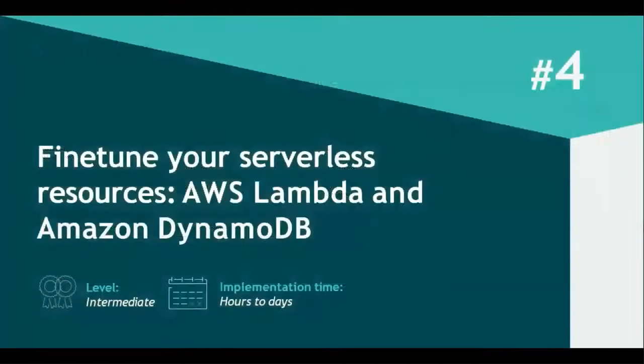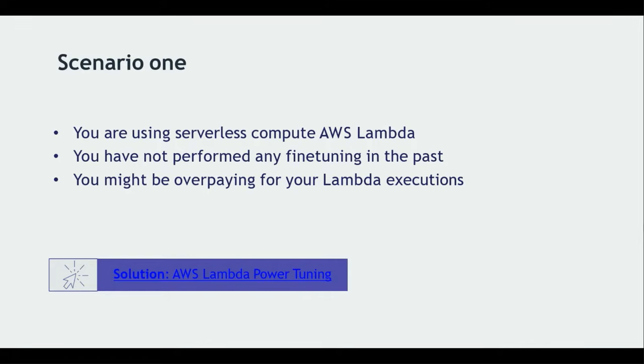Now let's understand the fourth possible way to reduce your cost: fine-tune your serverless resources, AWS Lambda and Amazon DynamoDB. Both are serverless resources, right? Let's understand the scenario now. You are using serverless compute with AWS Lambda, and you have not performed any fine-tuning in the past. You might be overpaying for your Lambda execution, right?